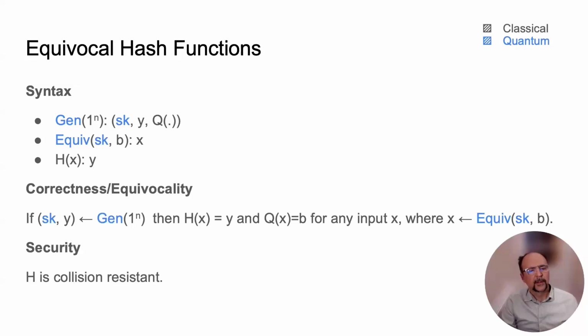And the key point is that it equivocates around the predicate Q. So if we give it a value B, it's going to find a preimage of Y that satisfies Q. Otherwise, from a security perspective, we would like H to be collision resistant.